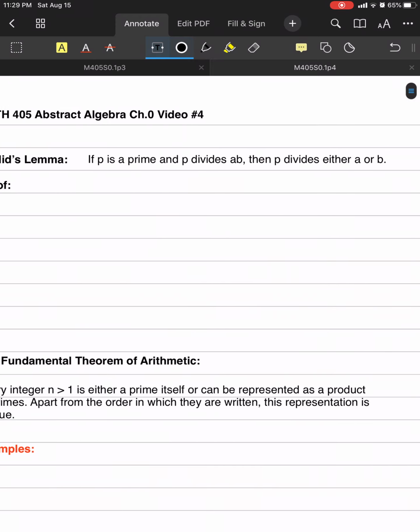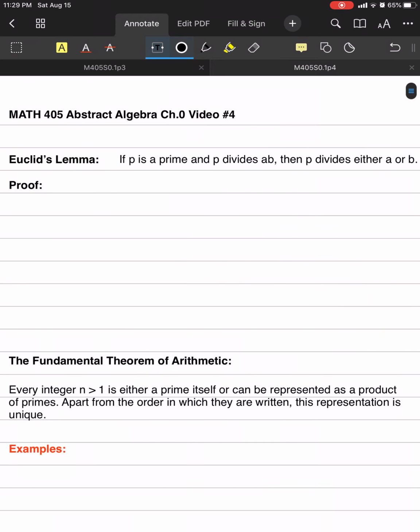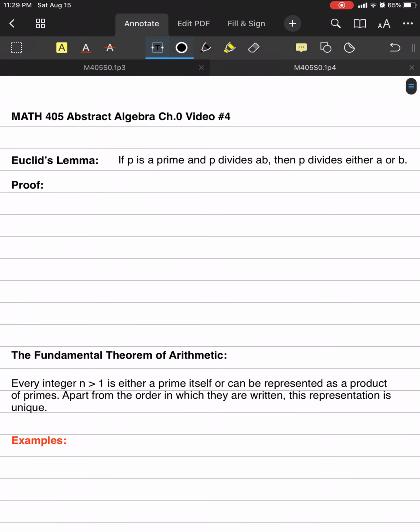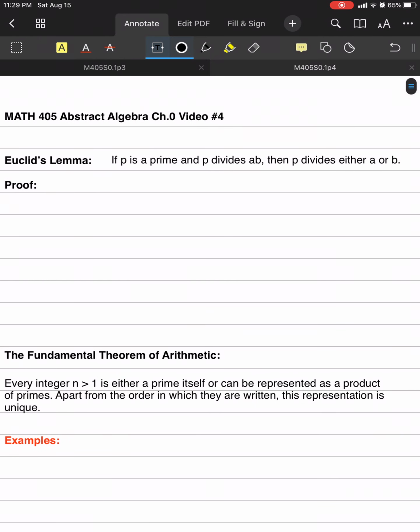Let me zoom in here a little bit. You'll notice it says if P is a prime and P divides AB, so AB is a product of two integers, then P divides either A or B. So in other words, if we have a prime and it divides a product, it has to divide one of the two things that's multiplied there.